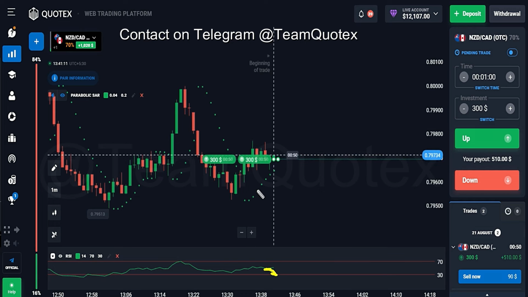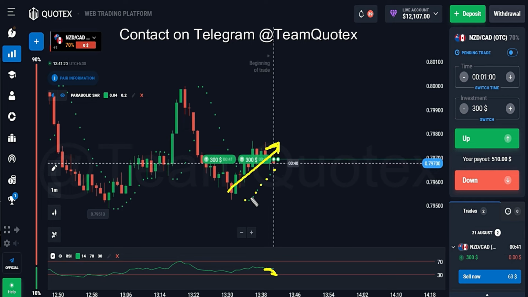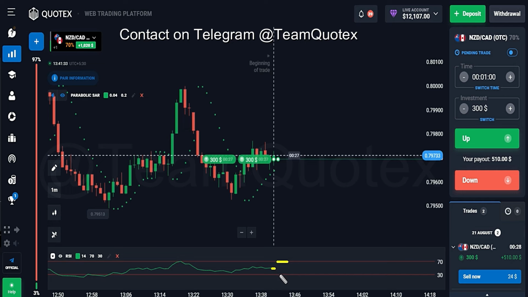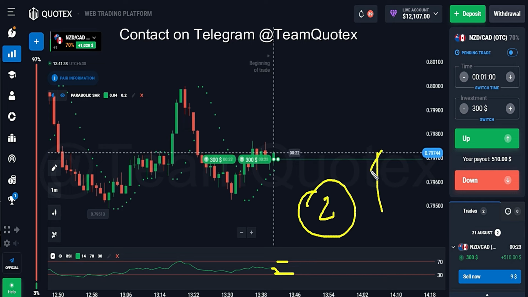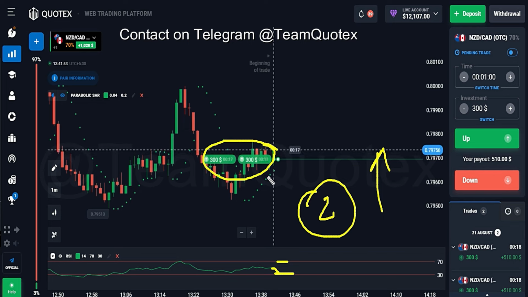All right, so you can see this is your price. And clearly guys, you can see the position of parabolic is below the price. So if the position of parabolic is below the price, that means it's indicating us an up direction trend. So this is my first confirmation. On the other hand guys, when I took my trade in up direction, at that time RSI was nearby 30, so it's again a second confirmation for up direction trend. That's why I took two trades, 300 each in upward direction.